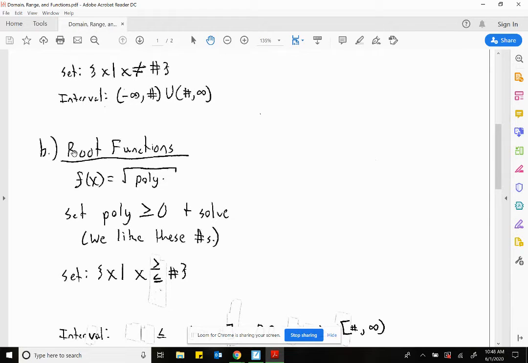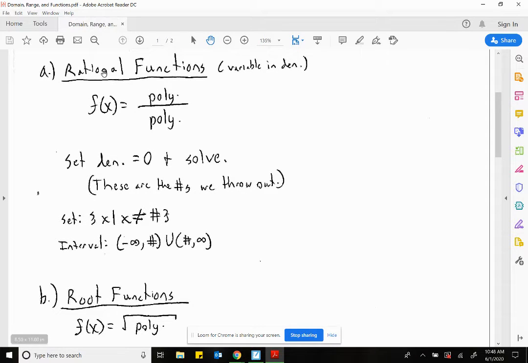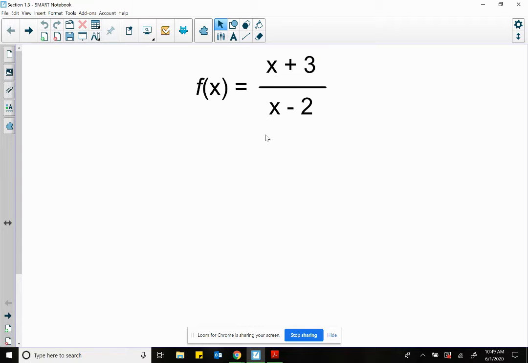Or it looks like a root function, where you have a square root or a cube root, a fourth root, whatever. So it's got some sort of root over your equation. These 2 mess up our domain, rationals and roots. So in the beginning, your domain is all reals unless this thing is rational or a root.